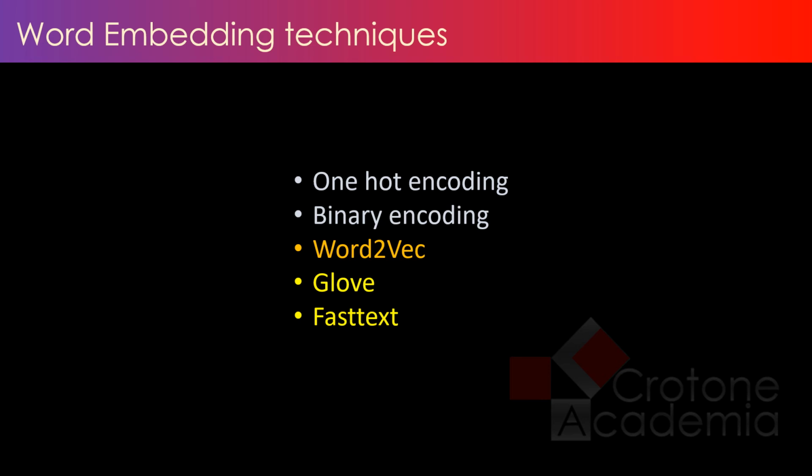In this lesson, we talked about one-hot encoding, binary representation and Word2Vec embedding of words. We will discuss Glove and Fasttext in a separate lesson.